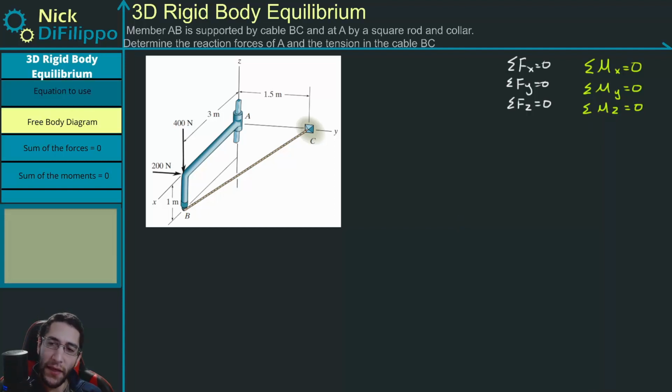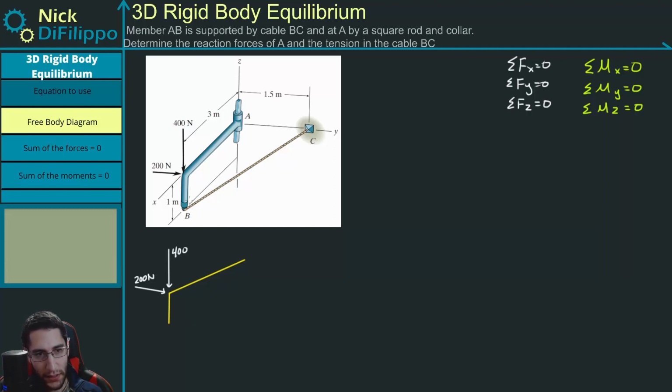All right, so now that we know the equations we need to use, let's draw a free body diagram of this problem. First I'm going to draw this member, and my member is going to look like this. This is AB. And I'm going to draw in my applied forces. I'm going to have a force that goes straight down, and that's my 400 Newton force. I'm going to have a force in the x direction, and that's my 200 Newton force.